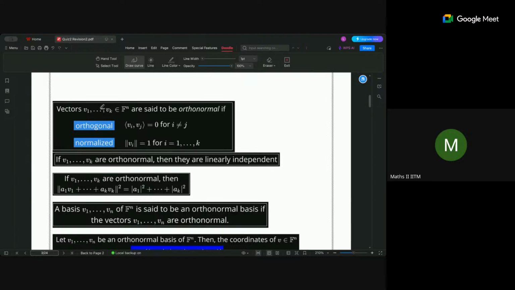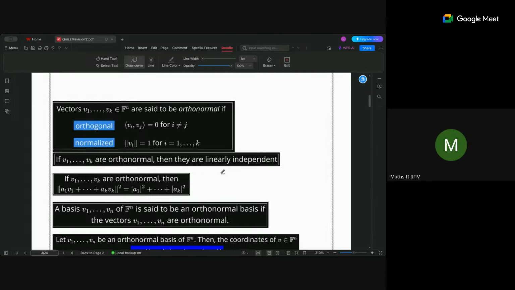So next, suppose you are given a set of vectors in F^n, we say it to be orthonormal if the inner product of Vi and Vj is first of all 0. It should be first of all orthogonal, and also the norm should be 1. So the inner product of Vi and Vj is 0 for i not equal to j, and the norm of Vi is 1 for i equal to 1 to k. If V1, V2, ..., Vk are orthonormal, then they are linearly independent.